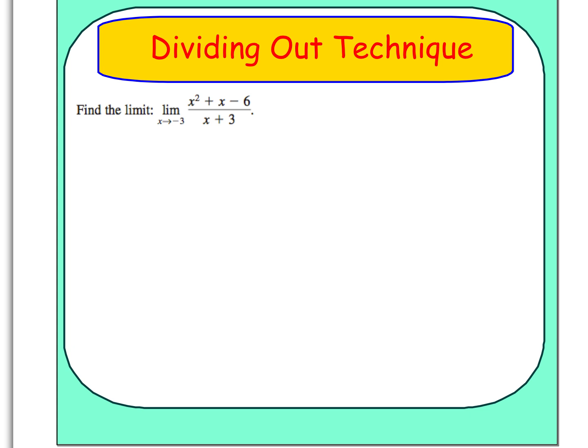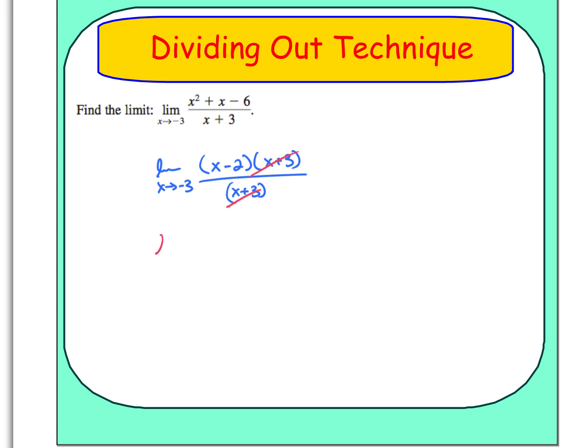So what do we like to do to quadratics? We like to factor them up. All right. And so what does it factor to? AC method, negative 6, so then you do x minus 2 and x plus 3. So what happens to the x plus 3's? They cancel out. How convenient.